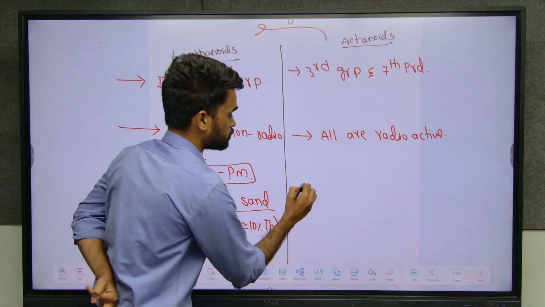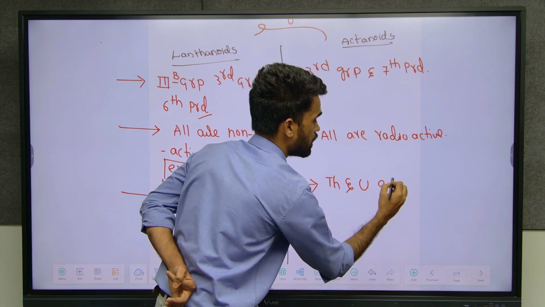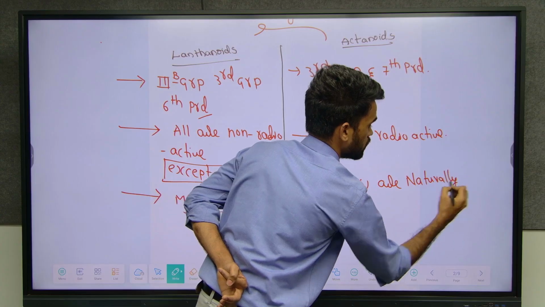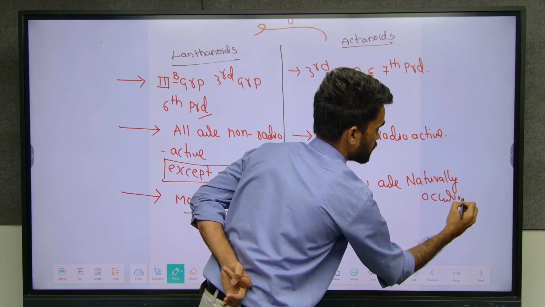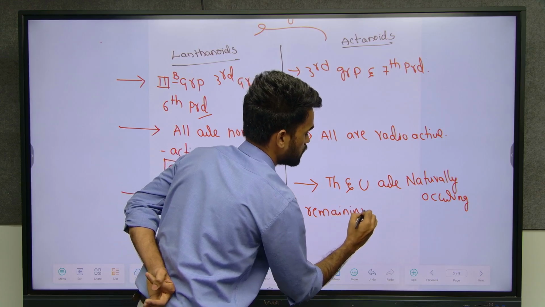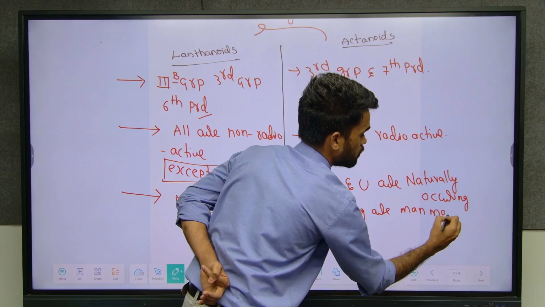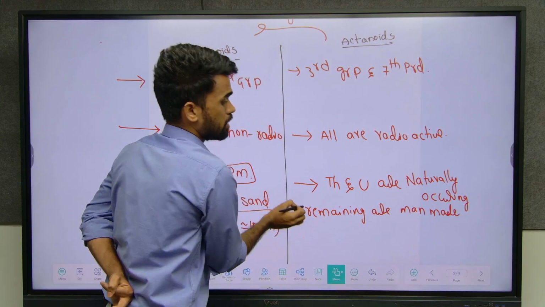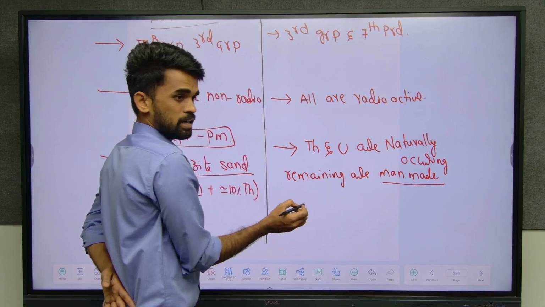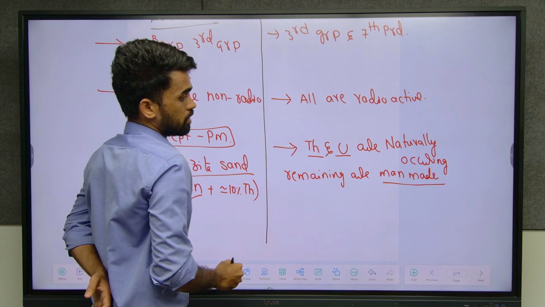So here, thorium and uranium are naturally occurring. Remaining are man-made. So remaining are man-made, which means they are synthetic elements. What are the naturally occurring in actinides? Thorium and uranium.